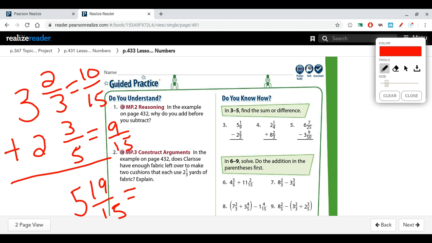So I'm going to go ahead and regroup and turn it into a correct mixed number. And so 15 goes into 19 one time, so this becomes 6. And then I have 4/15 left over.